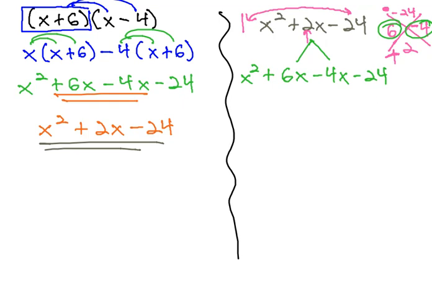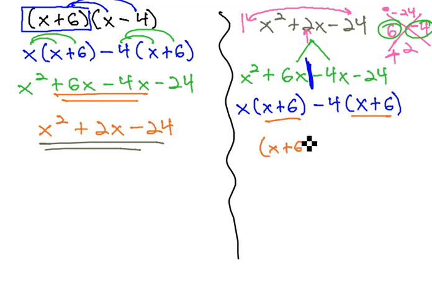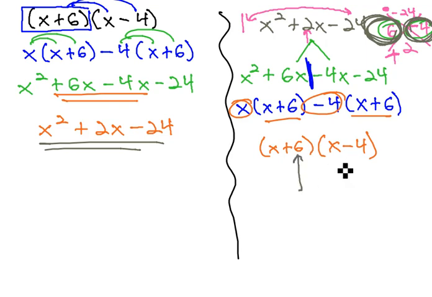We can now factor by grouping. Split down the middle, we can factor an x out, giving us x plus 6, and we can factor a negative 4 out, giving us x plus 6. The x plus 6's match, and we get x minus 4 for our other factor. Maybe even more useful to us is if you notice the positive 6 and the negative 4 became the numbers inside our factors, x plus 6 and x minus 4. This pattern works any time there's a 1 in front of the x squared.